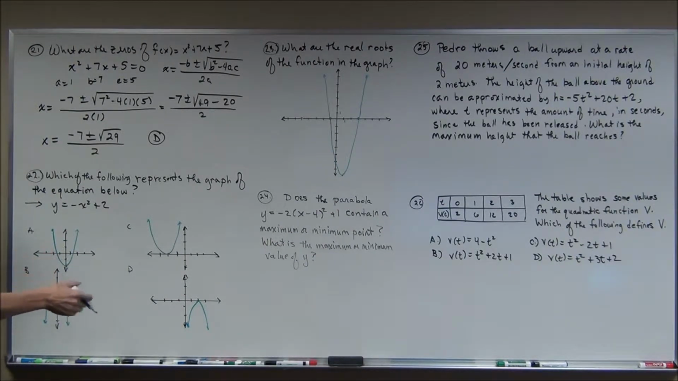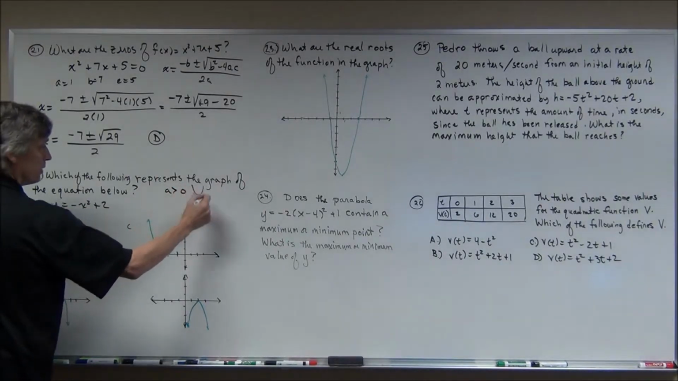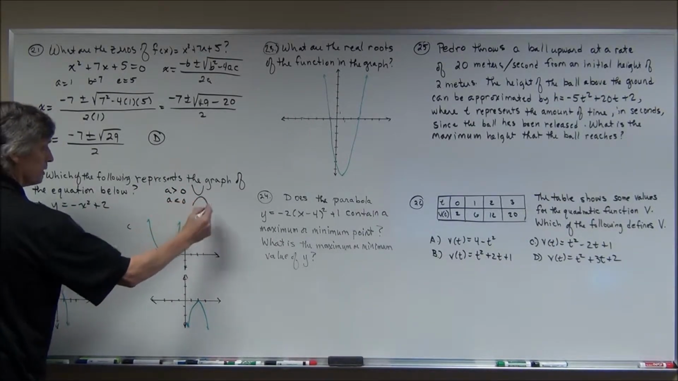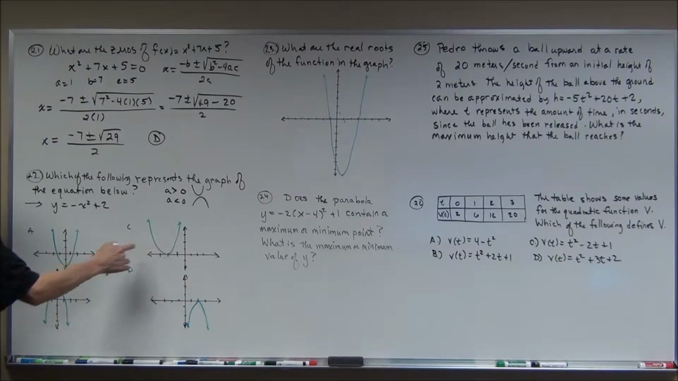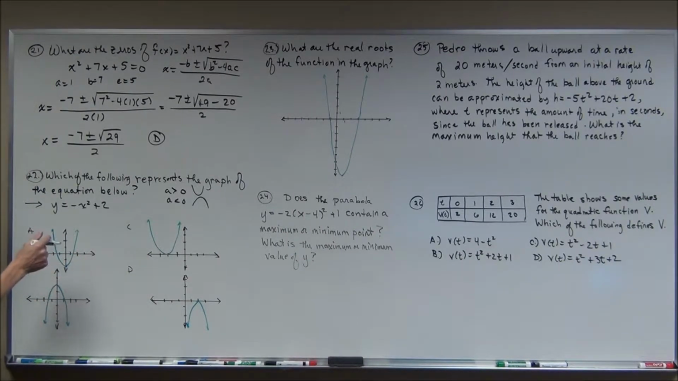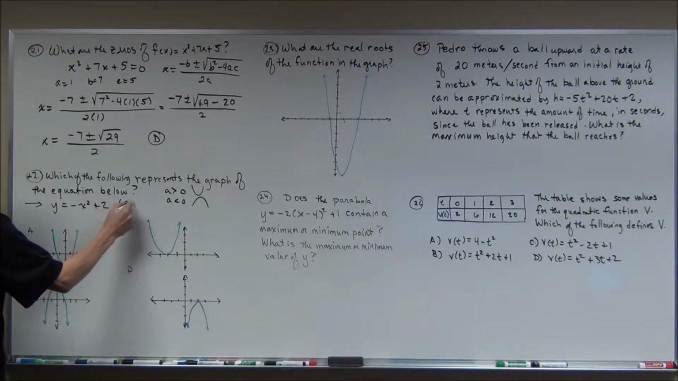Remember, if a is positive, it opens upward. If a is negative, it opens downward. So this is going to tell me it opens downward. Well, that eliminates two of my choices right off the bat. And for my vertex, if you want to do the opposite of b over 2a, since b is 0, there's no x term, you can see that the x value is going to be 0, and the y value, if you plug 0 in for x, is going to be 2.